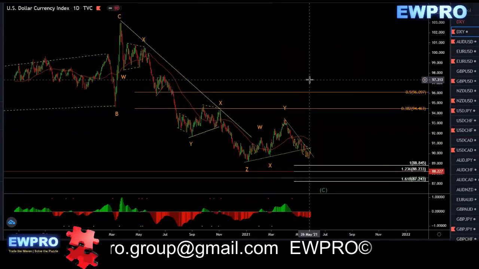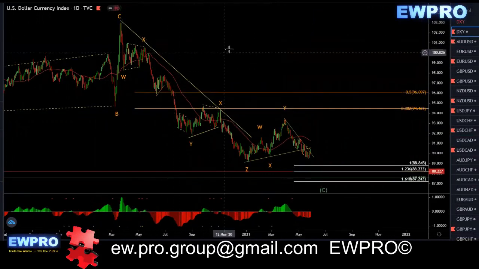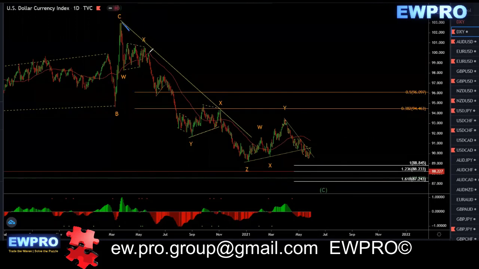Getting on to the weekly outlook, starting with the DXY. We've got these 5 down here on the W1, on the D1 we've got the 3 up. We had that complex correction in here, 333 on the H4.